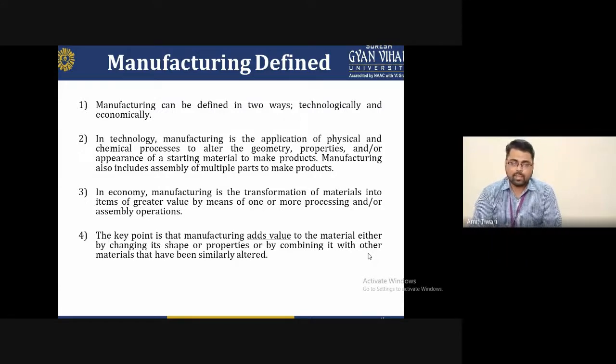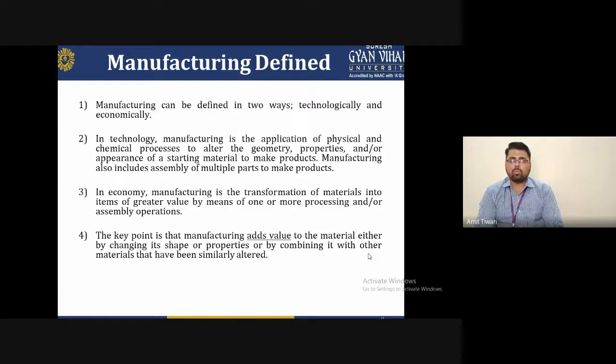The fourth key point is that manufacturing adds value to the material, either by changing its shape or properties, or by combining it with other materials that have been similarly altered. The key point is that manufacturing adds value to the material either by changing the shape, the properties, or by combining.